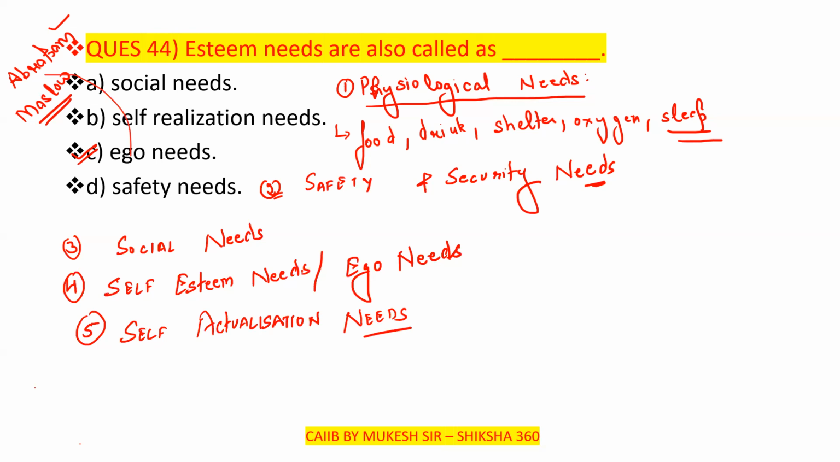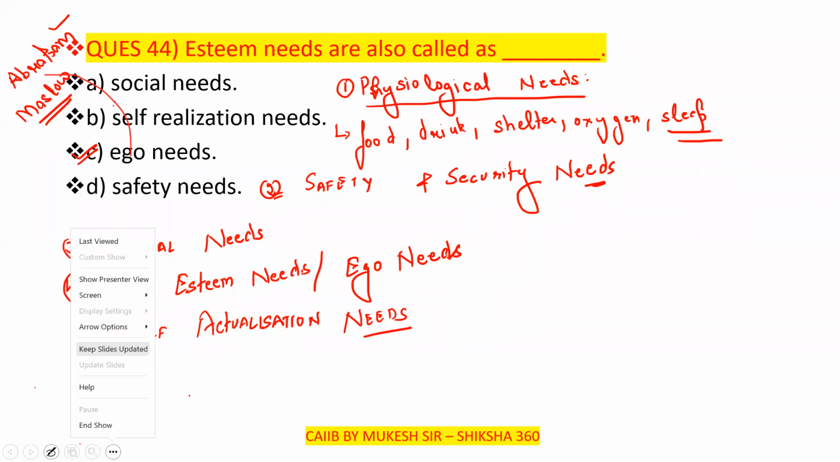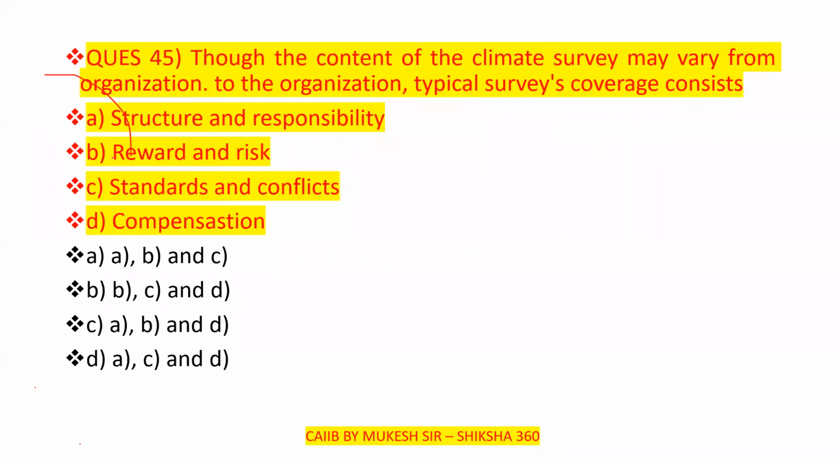Self-actualization needs. Clear? So these are the 5 needs, and these are very, very important. This point is very, very important from the examination point of view. You will get questions from this in the examination. Now move to the next question.